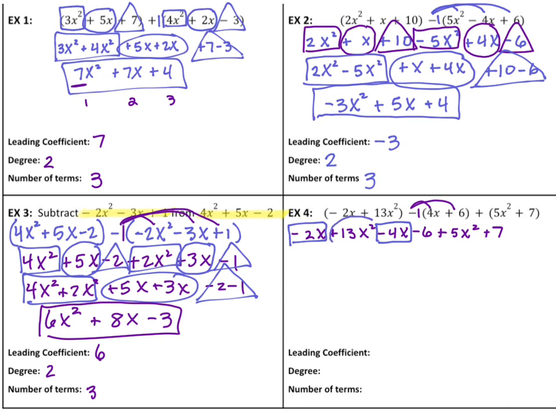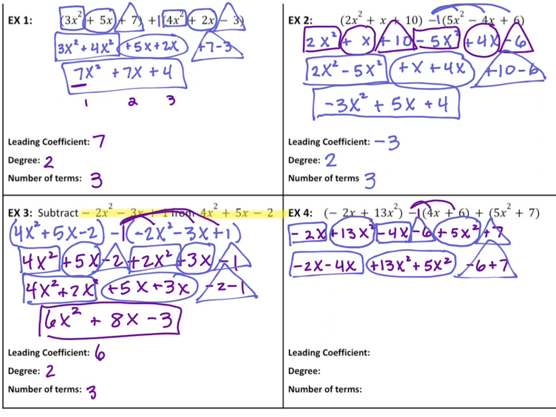Now let's circle my positive 13x squared. I'm looking for anything else with an x squared. I see 5x squared. Now let's see if there are any constants. There are -6 and +7. Let's go ahead and rewrite and then combine like terms. It doesn't matter what shapes you want to use to group them as long as you can identify them. You could also be underlining or double underlining, whatever makes sense for you.